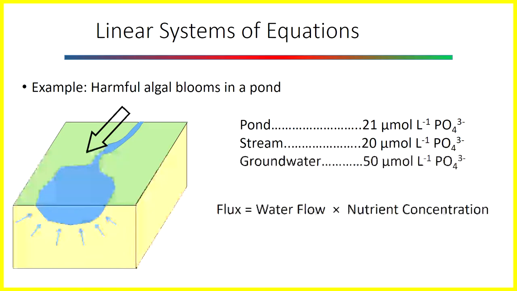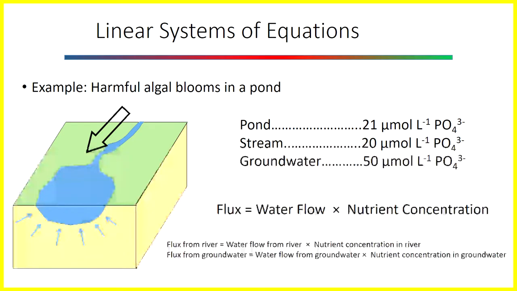Hence, the flux of nutrients from the river will be equal to the rate at which the river is flowing into the pond times the nutrient concentration in the river, and the flux of nutrients from the groundwater will be equal to the rate at which the groundwater is flowing into the pond times the nutrient concentration in the groundwater.